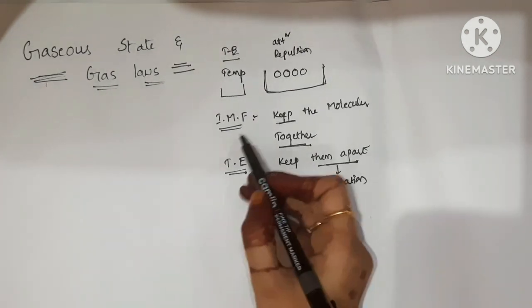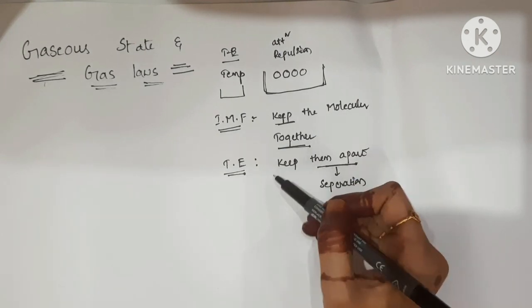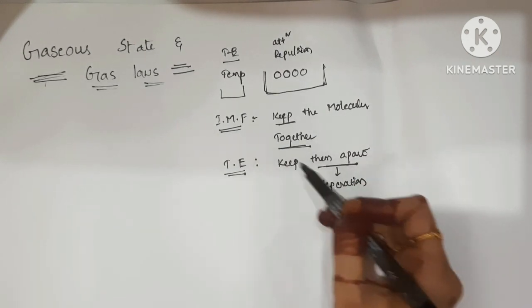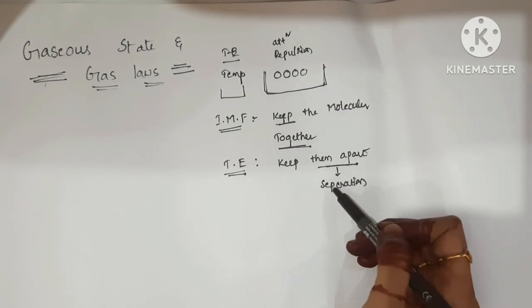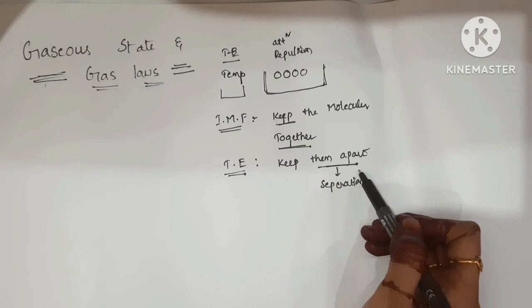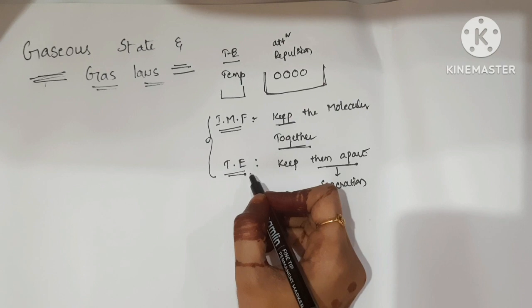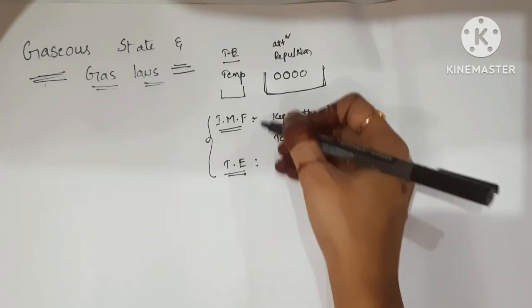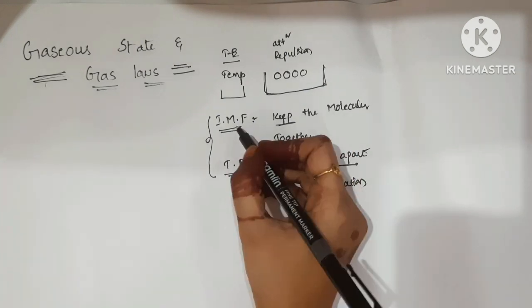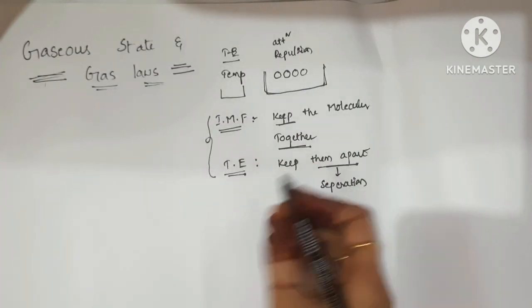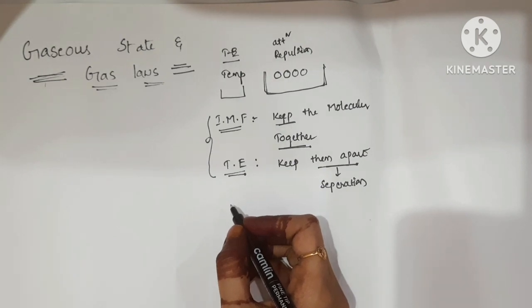So intermolecular forces keep the molecules together, and thermal energy keeps them apart, that means separates the molecules. This is the difference and relation between intermolecular forces and thermal energy. Intermolecular forces are high in solids, right? I have already explained that.